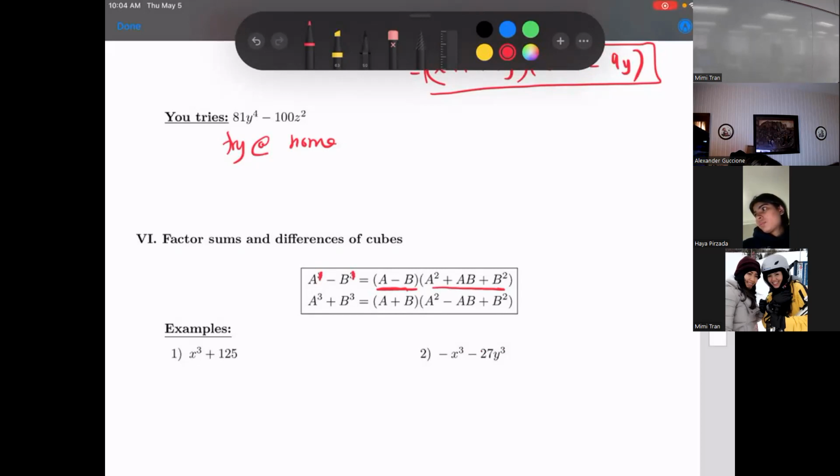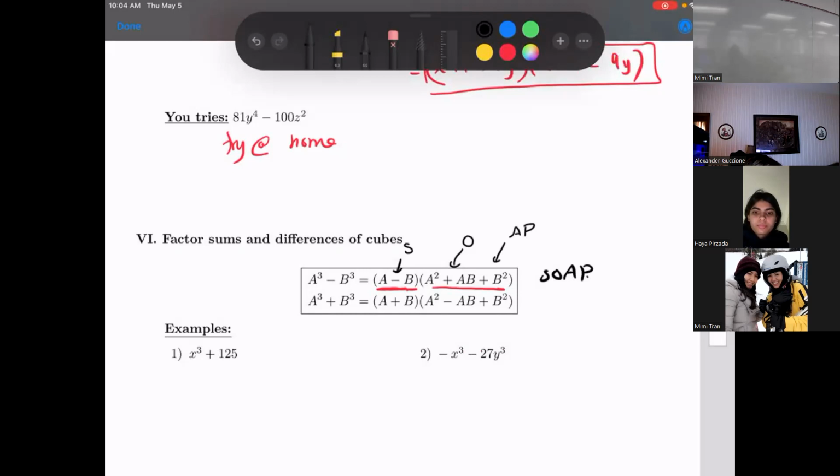For the signs, it will be SOAP. What does it stand for? Same, opposite, always positive. So the binomial has the same sign as the original. The trinomial's first sign is opposite, so the opposite of negative is positive, and the last is always positive.